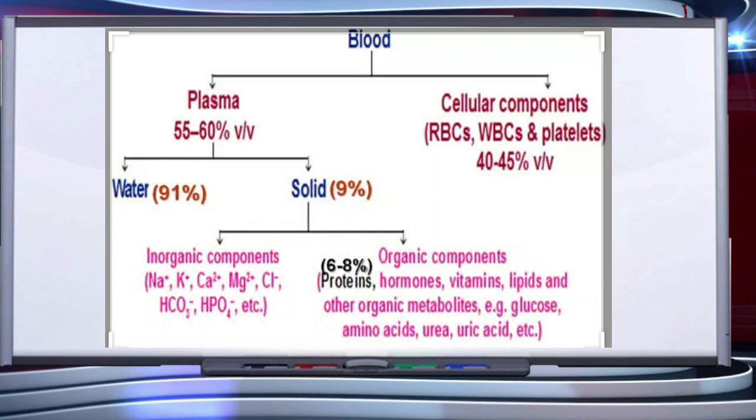Plasma also contains small amounts of minerals like sodium, calcium, magnesium, bicarbonate, and chloride ions. Glucose, amino acids, and lipids are also present in plasma as they are always in transit in the body. Factors for coagulation of blood are also present in plasma in an inactive form. Plasma without the clotting factors is called serum.